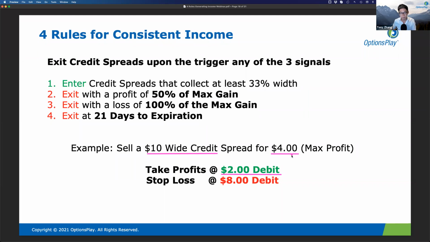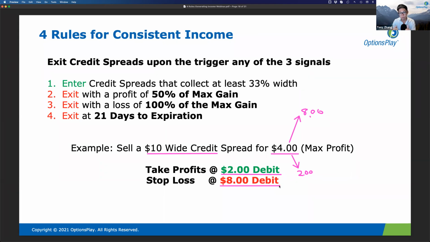If instead of going down to $2 and making your $2, the credit spread rises to $8, which means that you've lost 100% of your max gain, at $8 debit, that's time to get out of the trade. Instead of waiting to have the full loss, get out at 100% of the max gain. And the third rule is, again, if it hits 21 days to expiration without triggering your take profit or your stop loss, it's also time to get out of that trade.